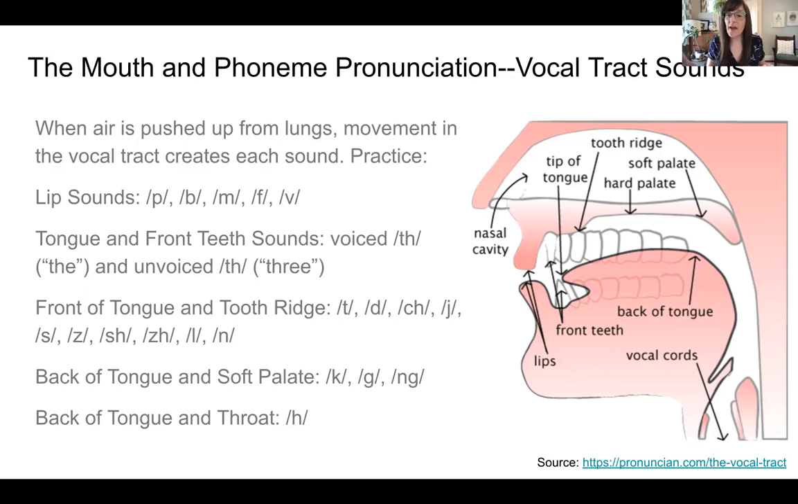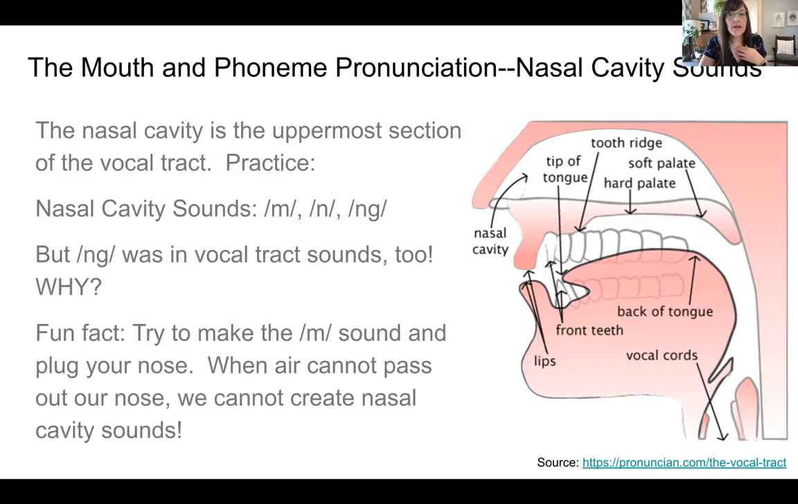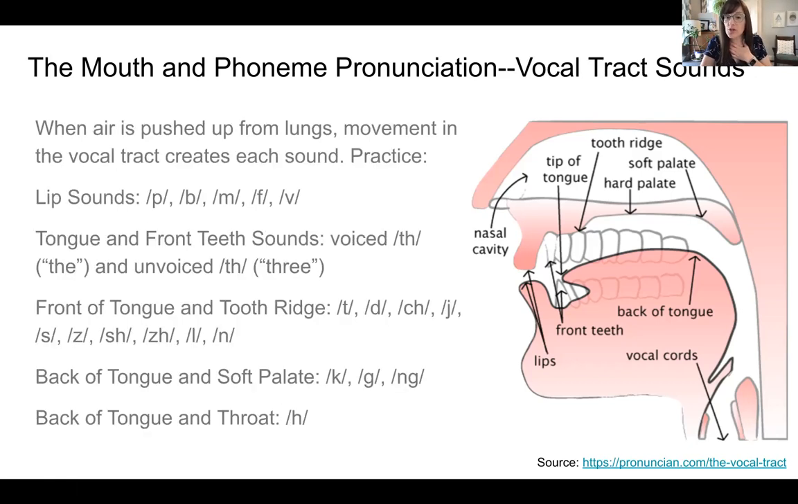Back of the tongue and soft palate. NG together, you heard in the video, is its own phoneme, ng. It's kind of a harsh sounding, very glottal sound, ng. And that's considered one phoneme in our language. And then back of the tongue and throat, in the open H sound. The nasal cavity sounds include n and that ng, which is also one of our vocal tract sounds.